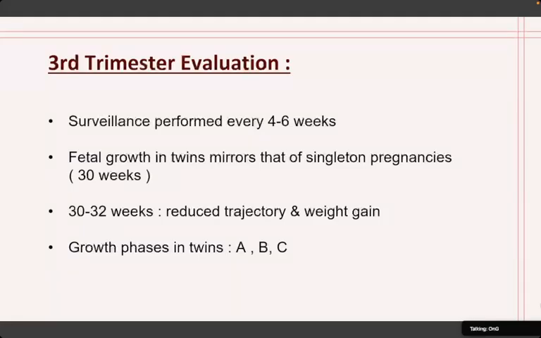Blickstein breaks the growth in twins into 3 phases. Phase A is from early pregnancy to 28 weeks, where the growth trajectory is the same as singletons. Phase B starts at 30 weeks, where there's a decreased birth weight in twins compared to singletons. And phase C is from 32 weeks to birth, where the weight difference between twins and singletons plateaus.